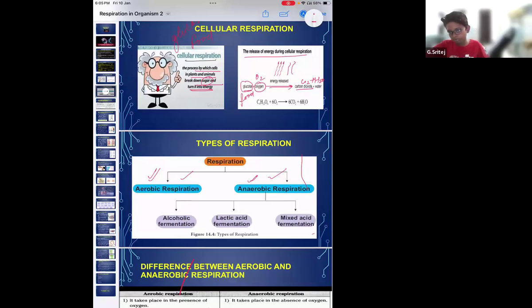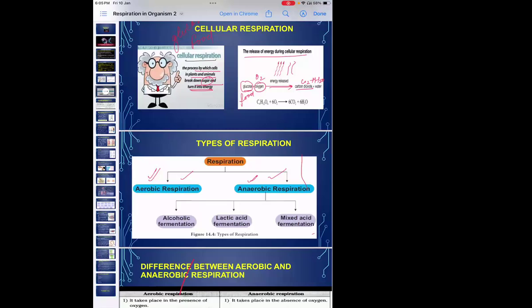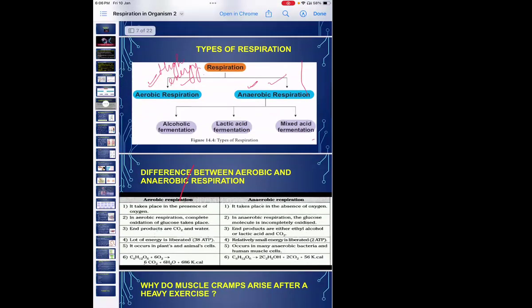Yes, ma'am. So this aerobic respiration produces high energy in our body. We will be getting a high amount of energy due to this process. Whereas in the organisms which undergo the anaerobic respiration process, the energy produced will be a low amount of energy.